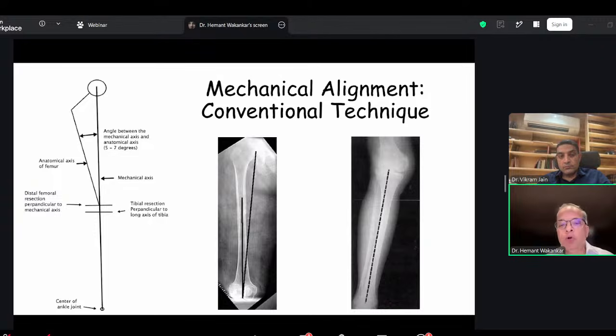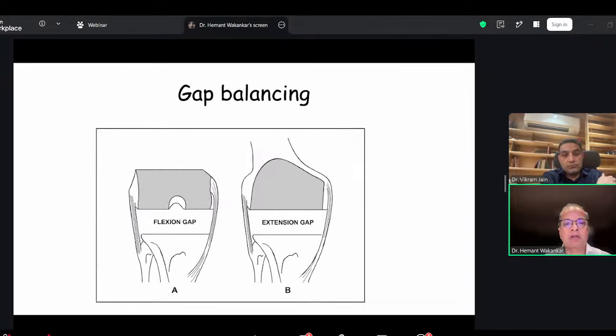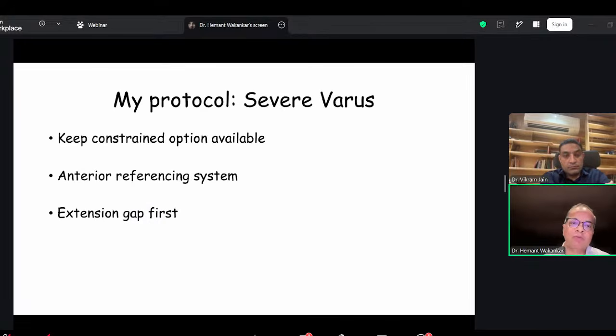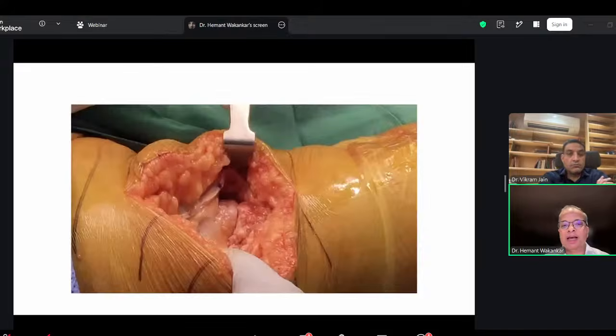So what I'm going to do now is show you a typical varus knee, say more than 15 degrees, and how I do my mechanical alignment for these particular patients. The aim is obviously to get the gap balancing right. So I'm going to talk about a severe varus patient, and for most of these patients you should keep a constraint option available. The system I use is anterior referencing, all the time, and I try to balance my extension gap first.